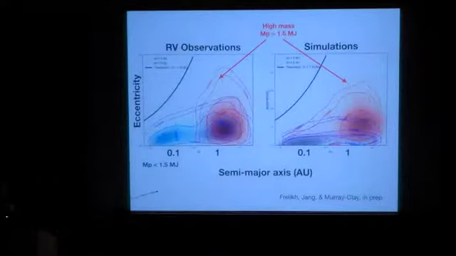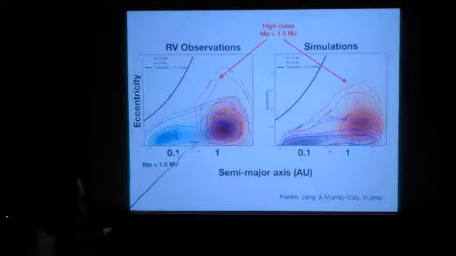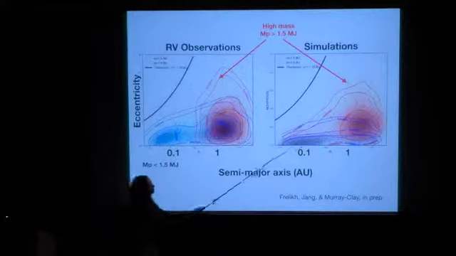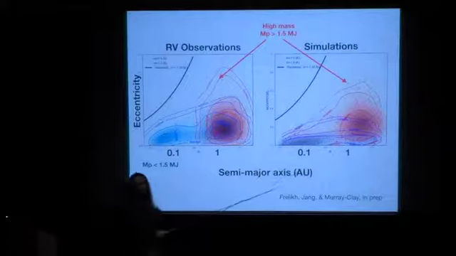Okay, I'll show you a couple other things. Here's the semi-major axis versus eccentricity. And now we're cutting this on planet mass. At large semi-major axes in the observations, you have higher planet masses. The same is true in these simulations.